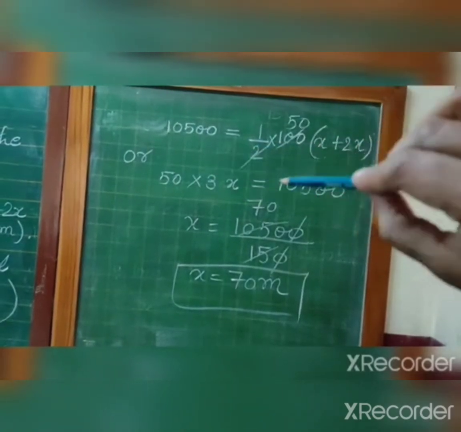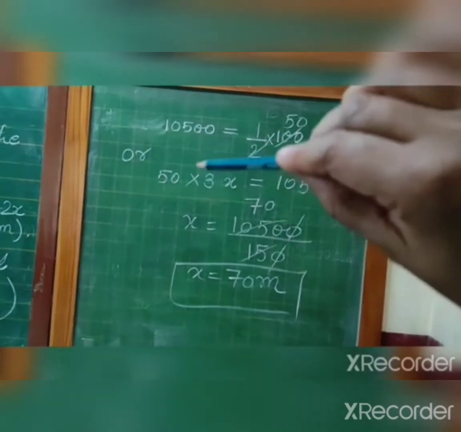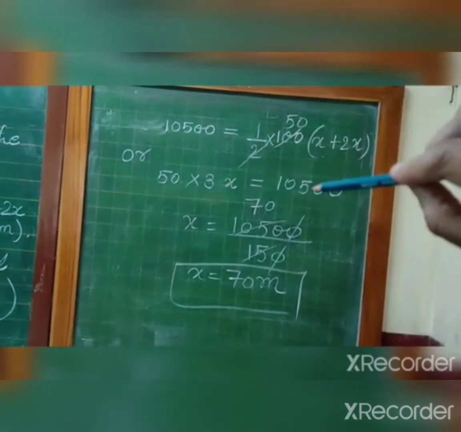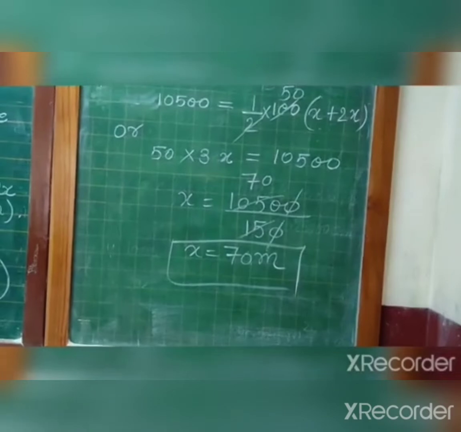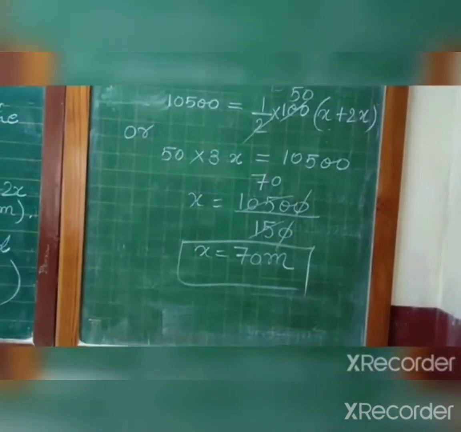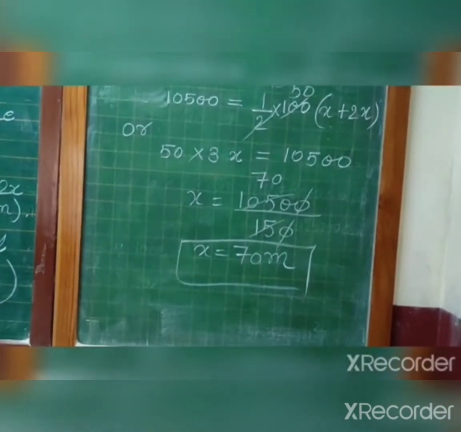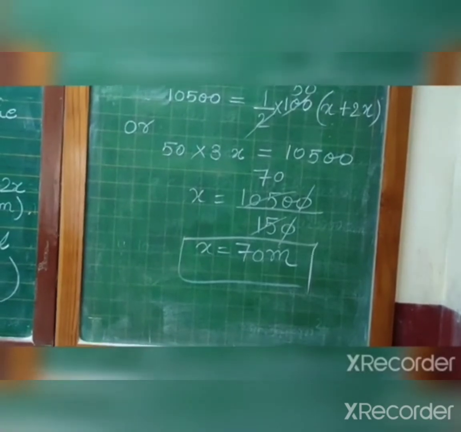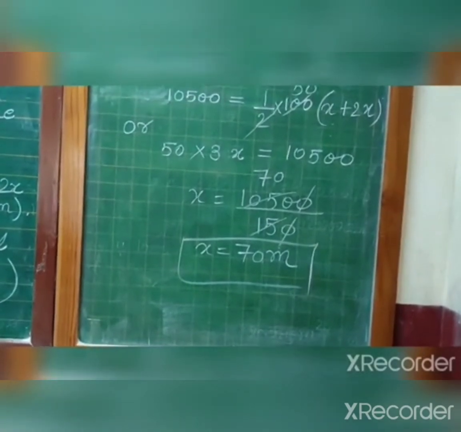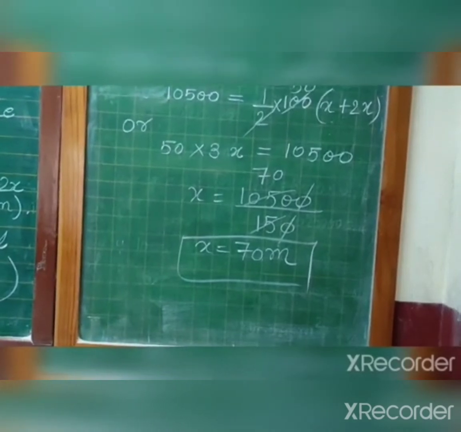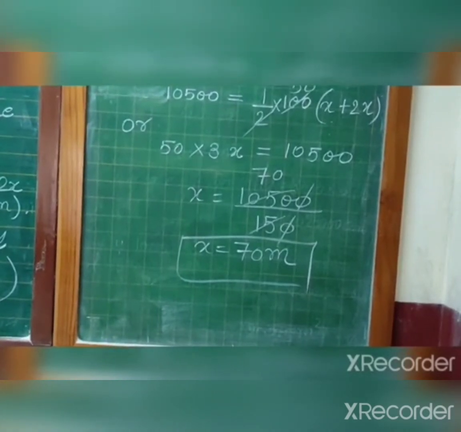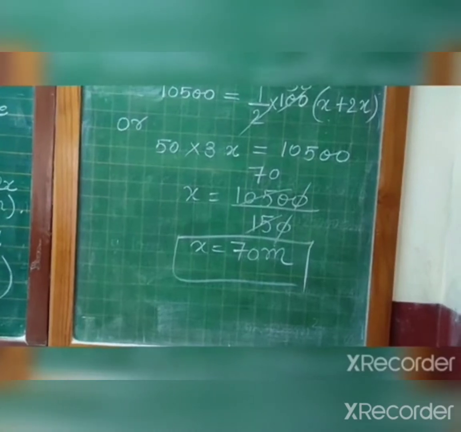So 50 into 3x is equal to 10,500 and 53s are 150. So 10,500 divided by 150. So x, that means 70 meter. So the side along the road is 70 meter. Then the side along the river is, or equal sign in place of is you will write 2x. So 2 into 70, 140 meter.